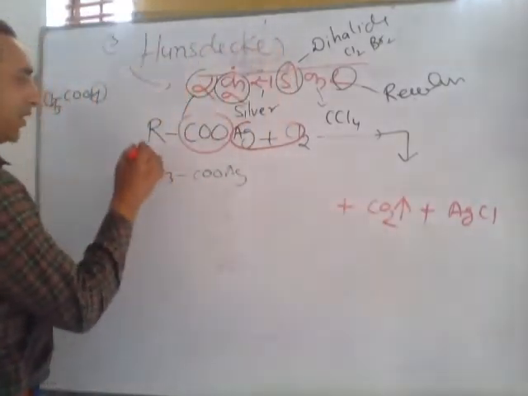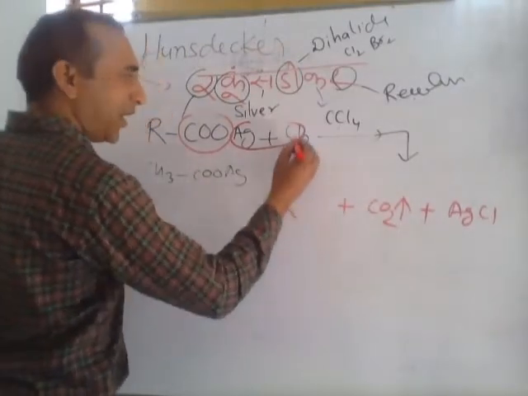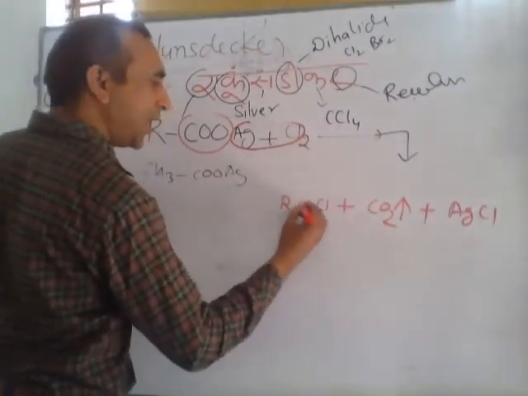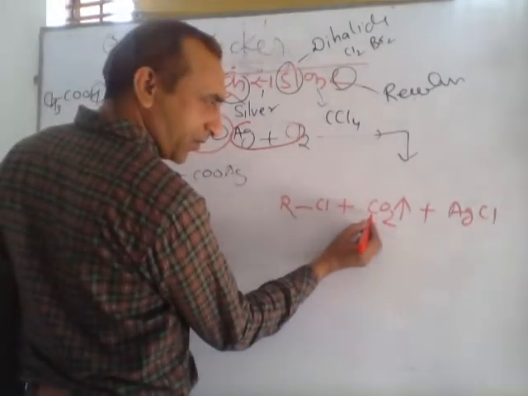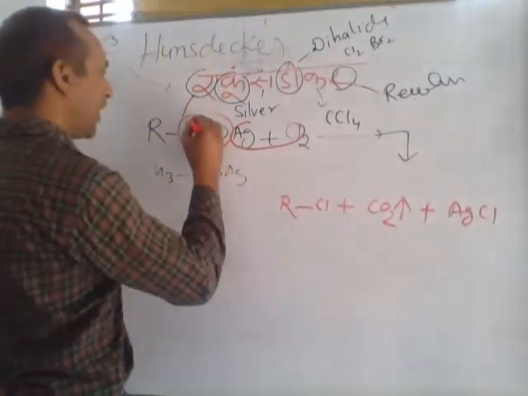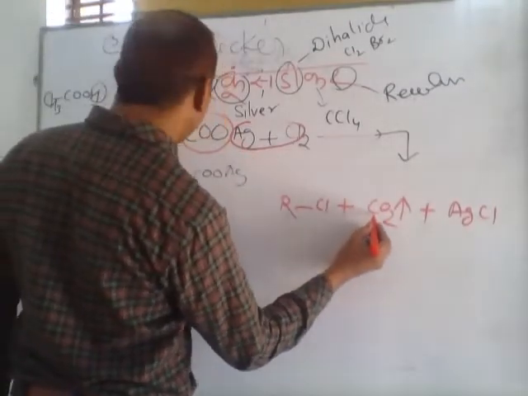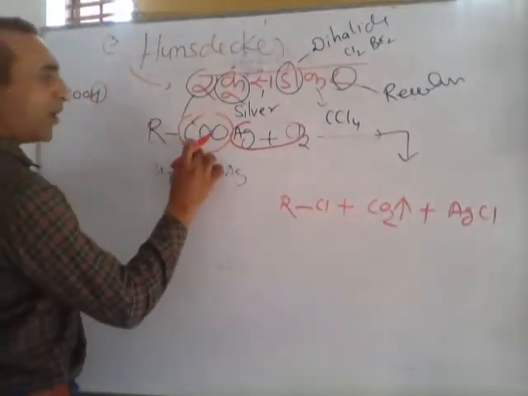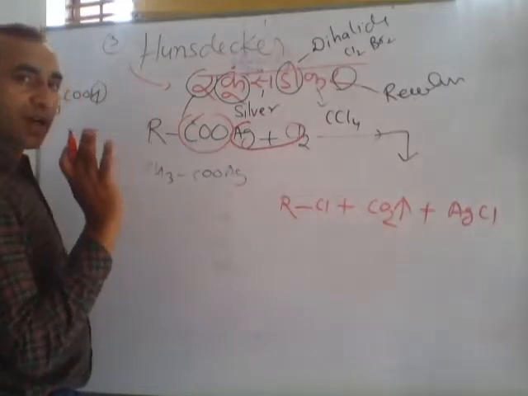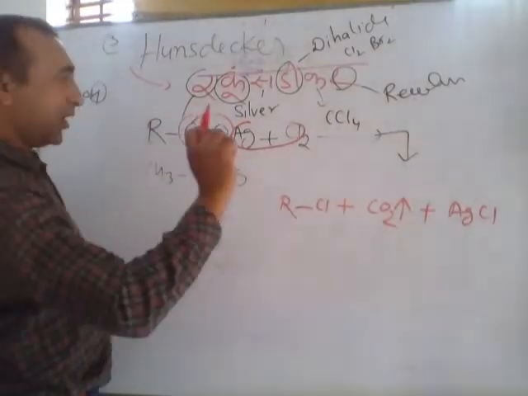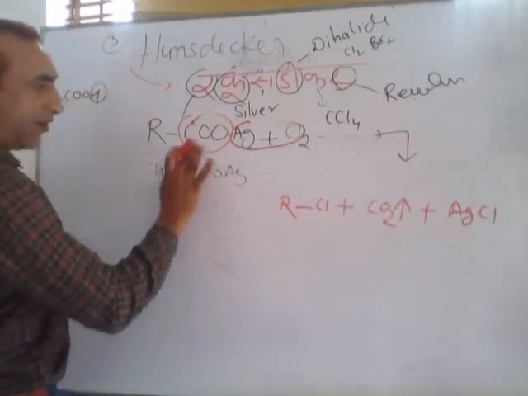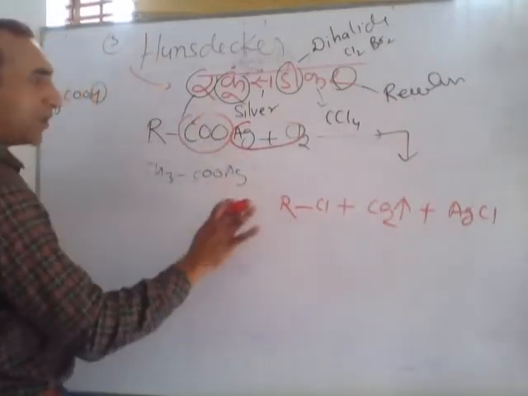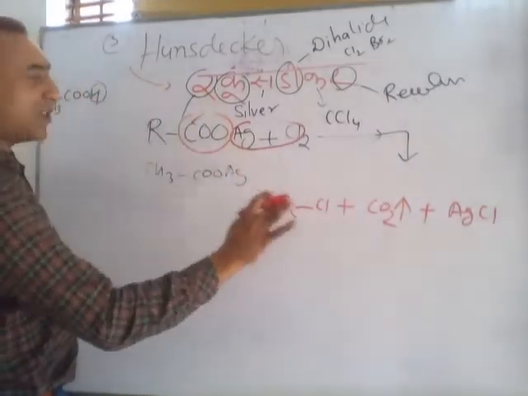And what are the products? This R and one halogen will form. By removal of this carbon in the form of carbon dioxide, the total number of carbons decreases. So this is called a carbon degradation reaction. In a carbon degradation reaction, the number of carbons decreases in the product. This is also called descending the series.